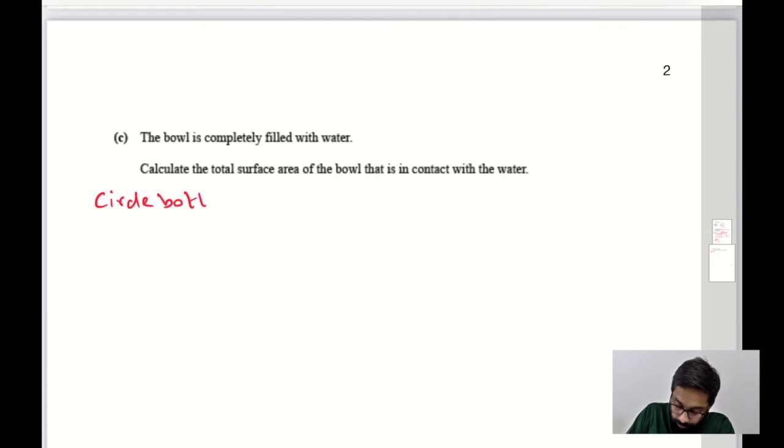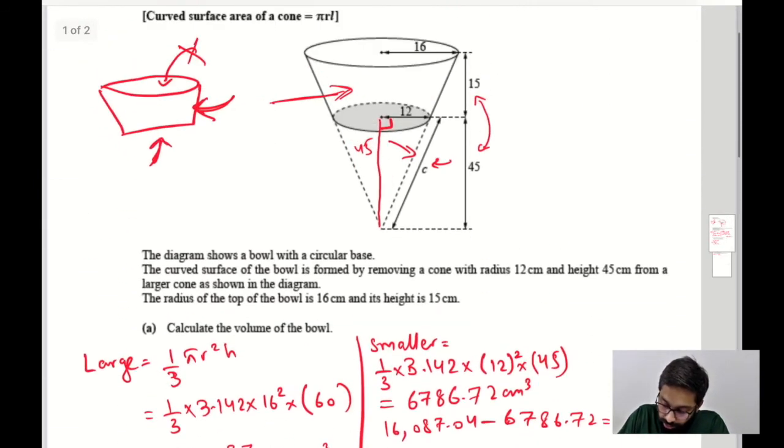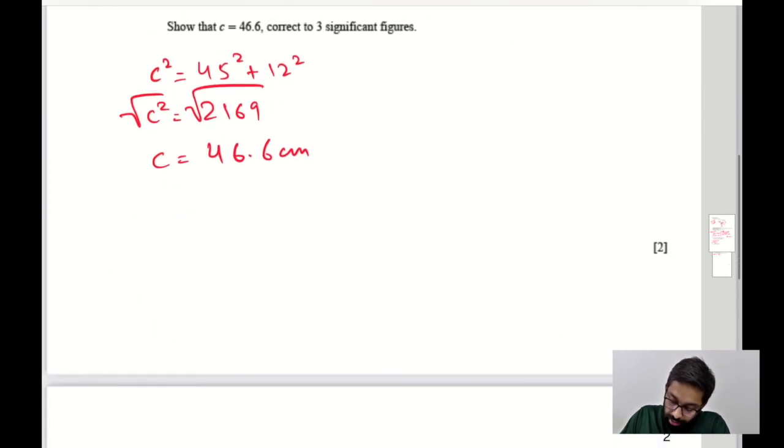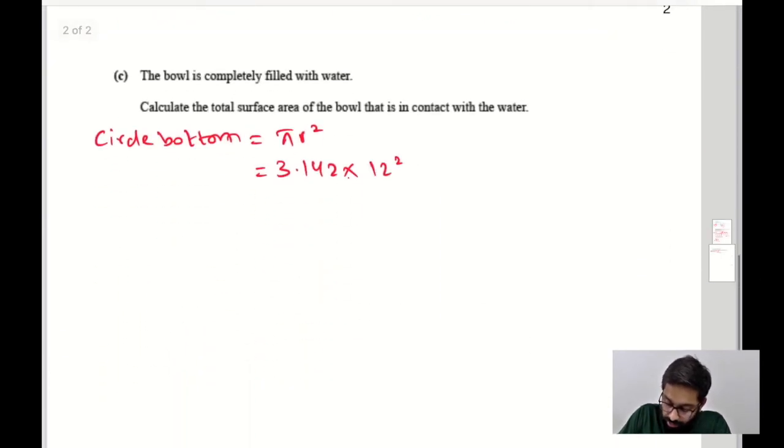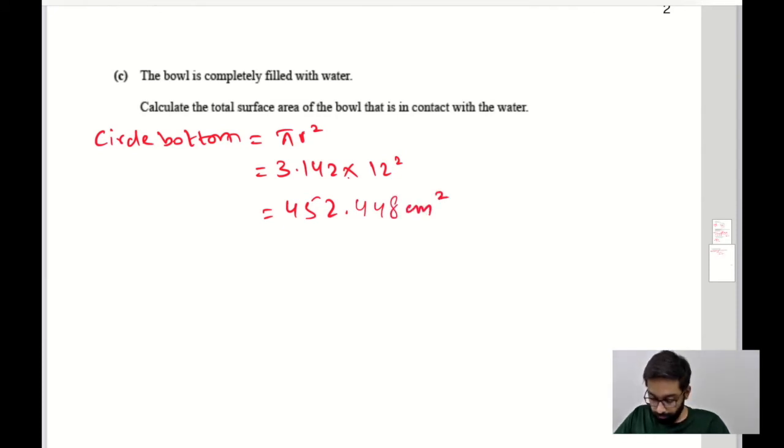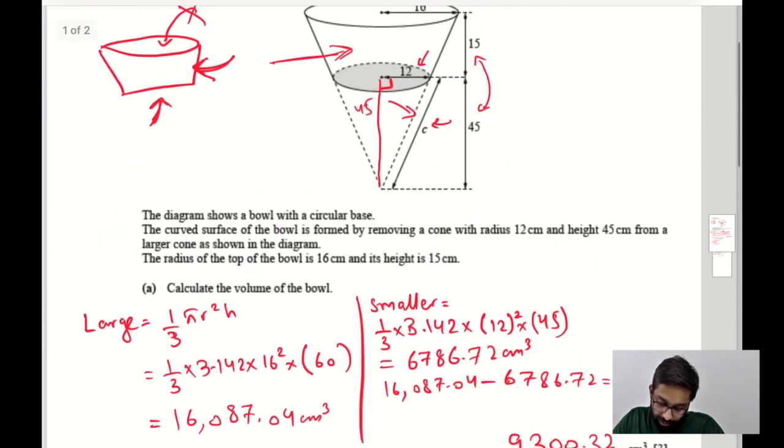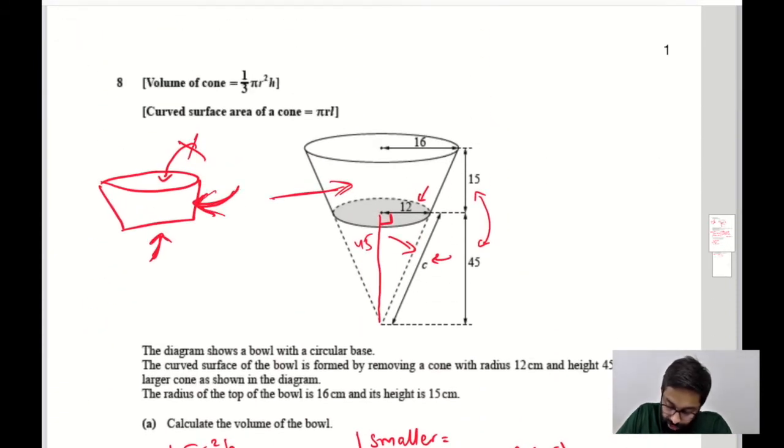Circle bottom. We do pi r square. So pi in this case is 3.142 times r is 12 as mentioned over here, 12 squared. So this would give us 3.142 times 144, because that's the square of 12. We get 452.448 centimeters squared.